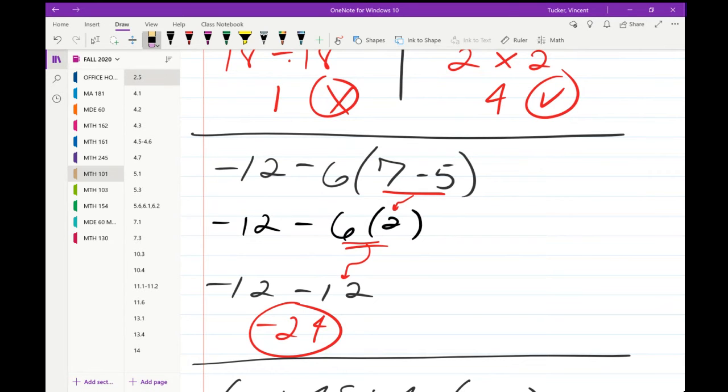All right. Questions? And here with your signs, don't forget this was negative 12 plus negative 12. That's the same thing. So that's why we ended up getting negative 24.